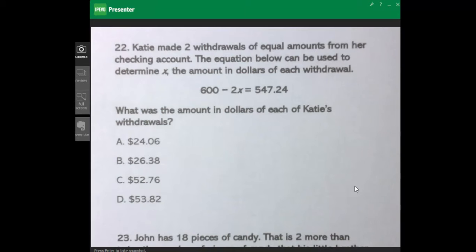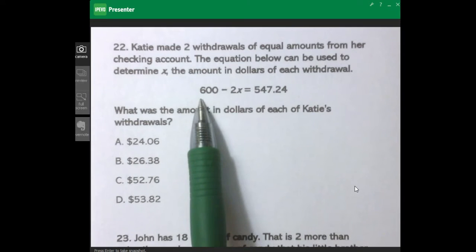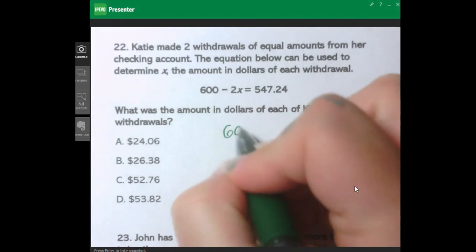Katie made 2 withdrawals of equal amounts from her checking account. The equation below can be used to determine X, the total amount in dollars of each withdrawal. What was the amount in dollars of each of Katie's withdrawals? So what we need to do is take this equation and solve it. So I'm going to rewrite it down here so that I can show all my work together.